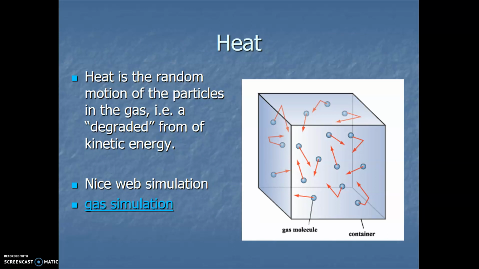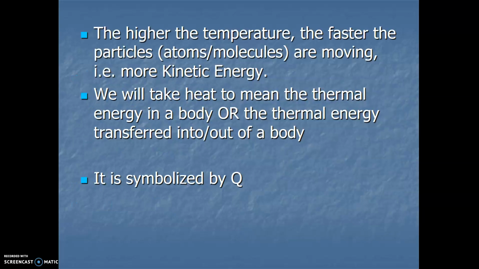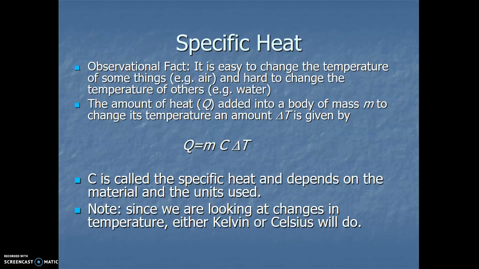Heat is the random motion of particles in a gas, meaning that they just move around. If you want to click on the simulation, I'll let you guys do that on your own, but it just moves around in the container. The higher the temperature, the faster those little particles are moving, aka they have more kinetic energy. We will take heat to mean the thermal energy of that body, of that object, and it is symbolized by the letter Q because H was already taken, both capital and lowercase.